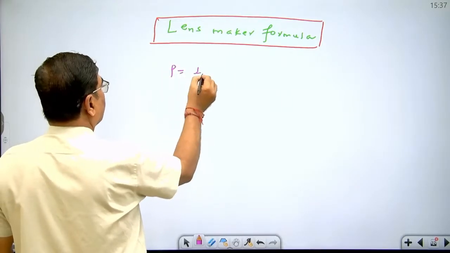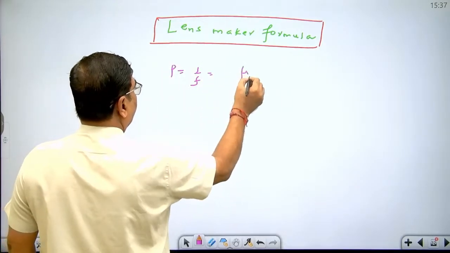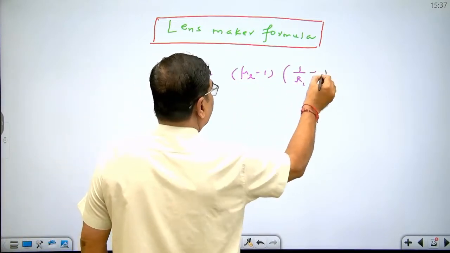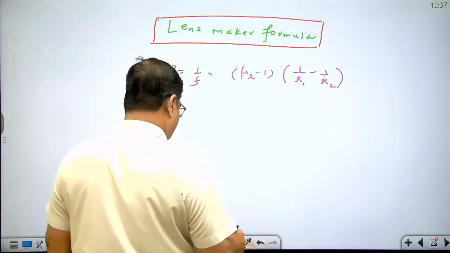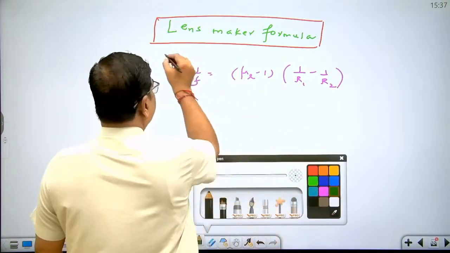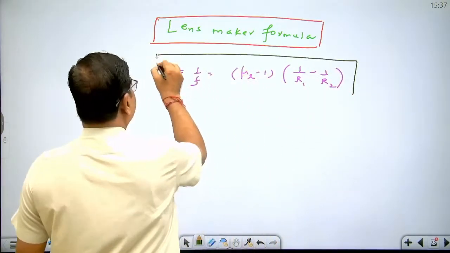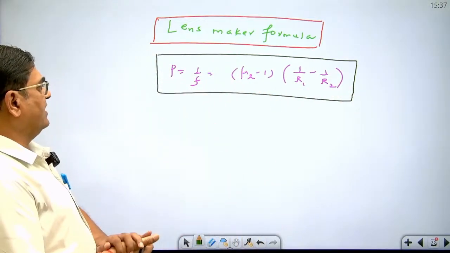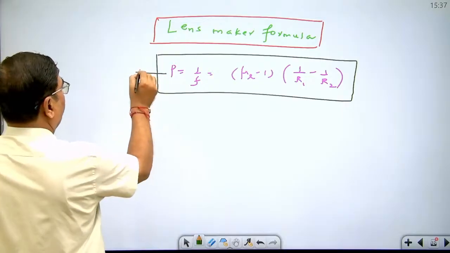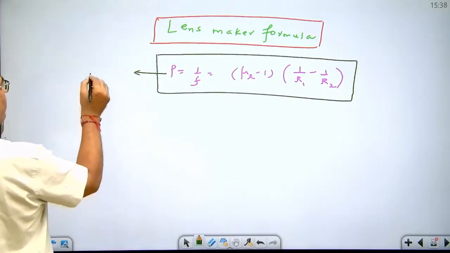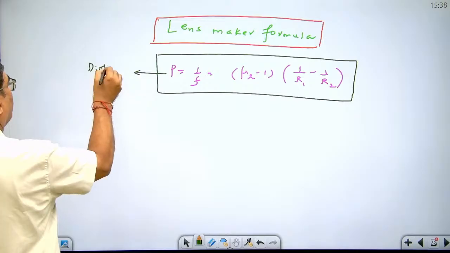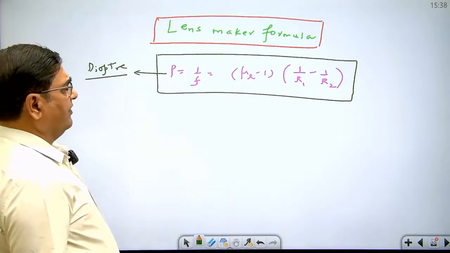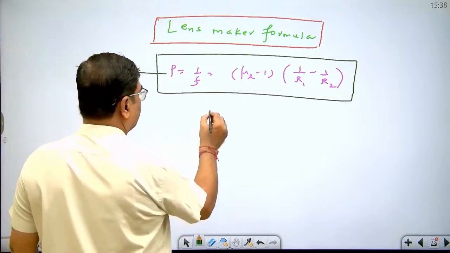The formula is like this. Power of the lens equals 1 by f equals (mu lens minus 1) times (1 upon R1 minus 1 upon R2). R1 and R2 are the radii of curvature of the two surfaces of the lens. Power will be written as 1 by f. When f is in meters, the unit of power will be diopter. If f is in centimeters, then we will write 100 upon f. R1 and R2 we will keep with sign. And this is the lens formula.